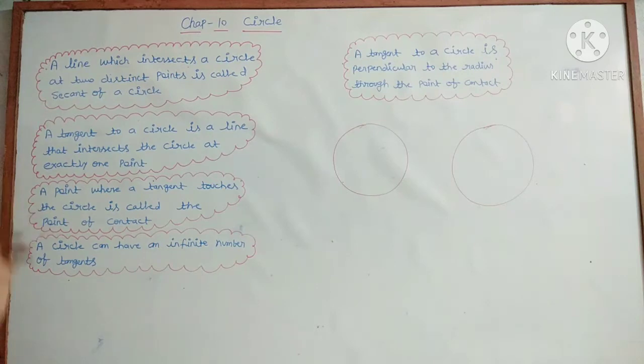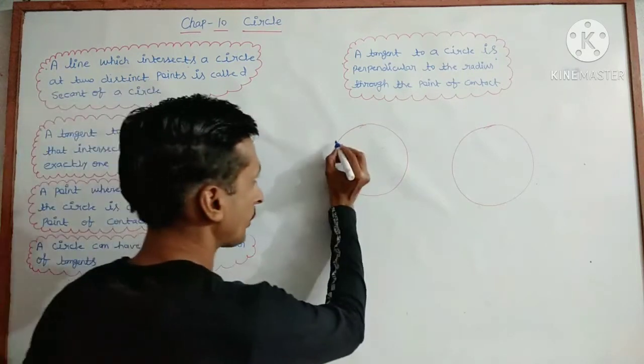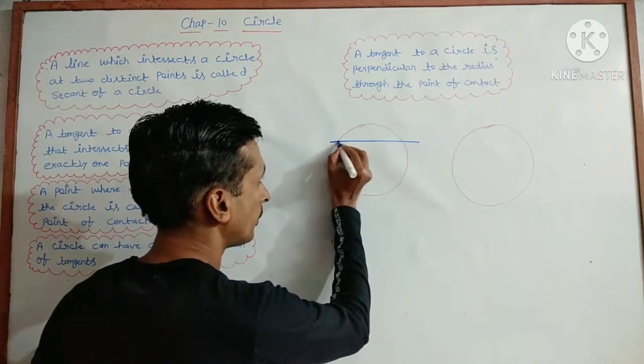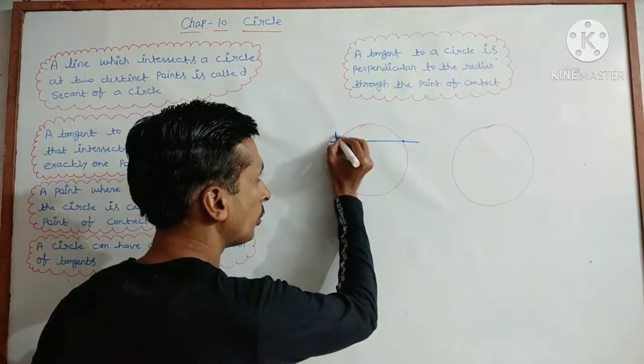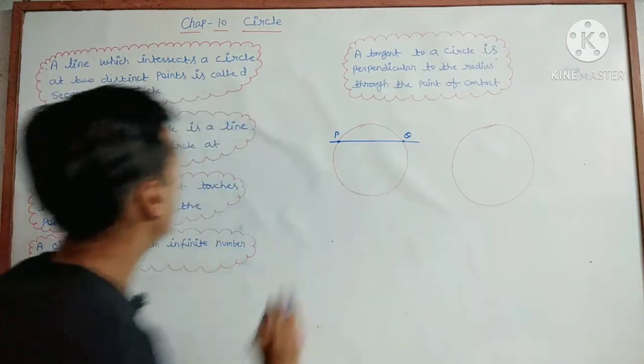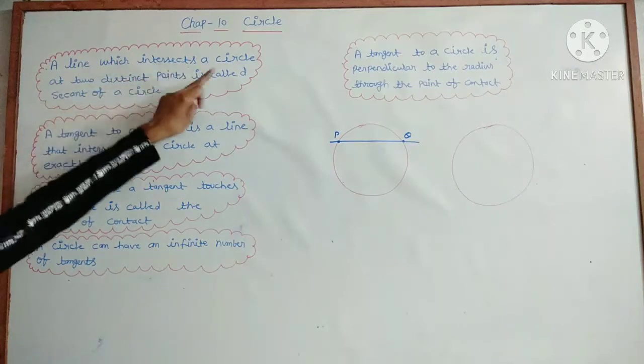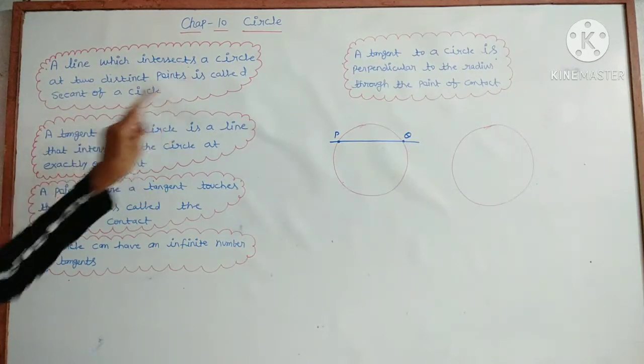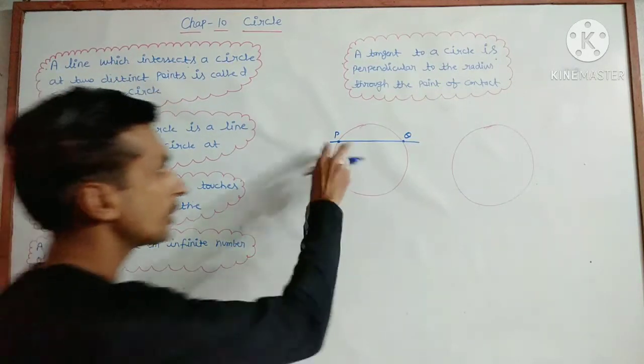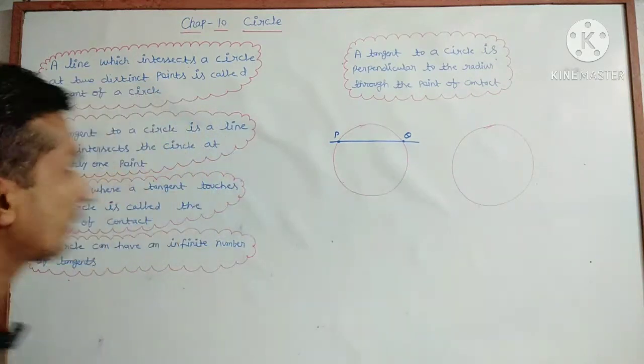If you have two intersecting points, here you can see point P and point Q. So there are two points of intersection. A line which intersects a circle at two distinct points is called the secant of a circle. So this line is called the secant of a circle.